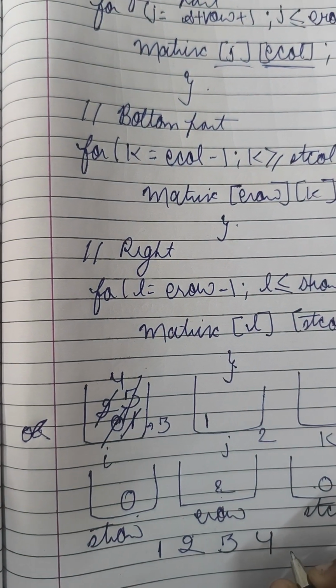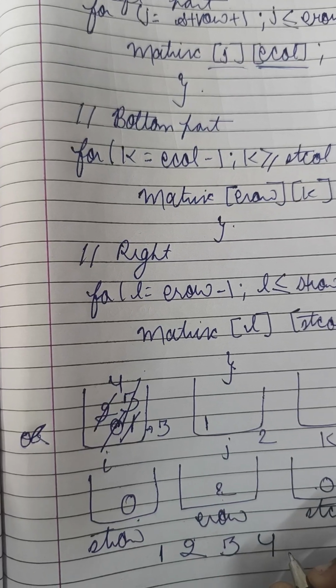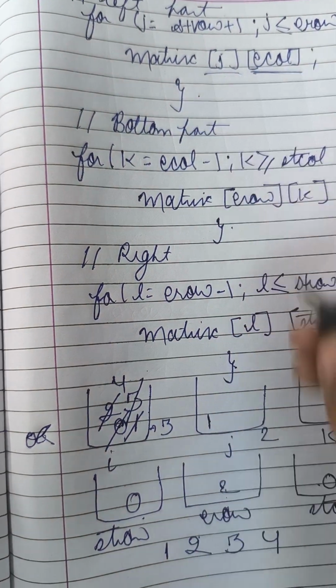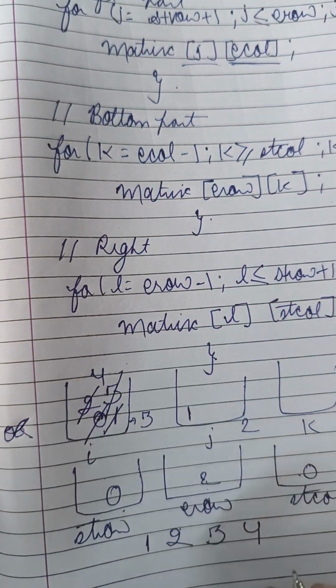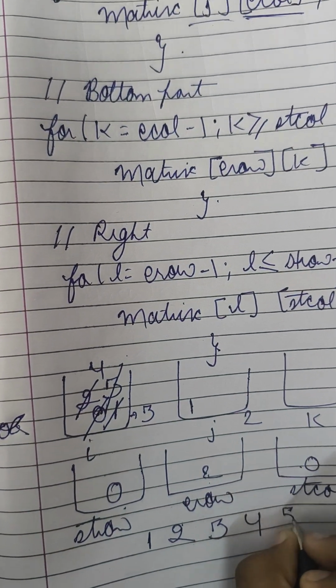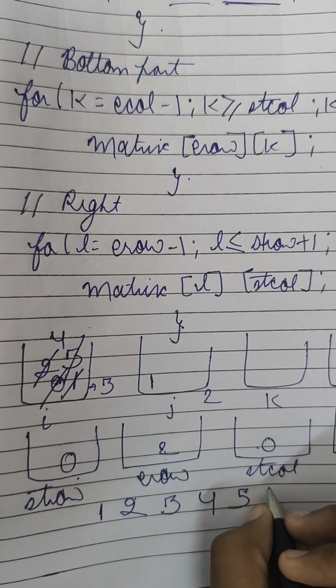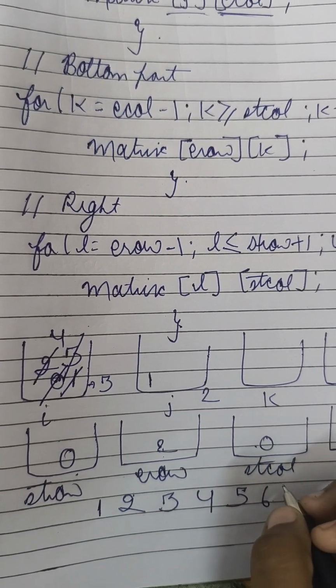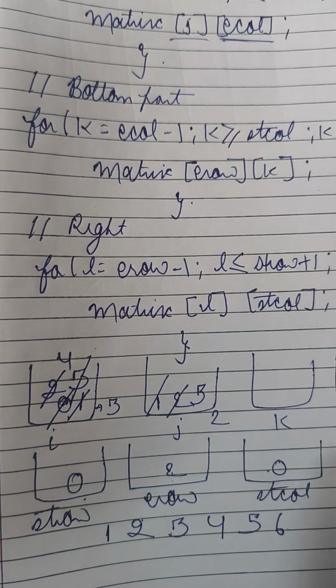Now what is going to be printed over here? Matrix of first, which is matrix of 1, and the ending column, which is 3. So 5 is going to be printed over here, then 6 is going to be printed over here, and after 2 it became 2, and when it became 3, the condition failed and the loop exits.